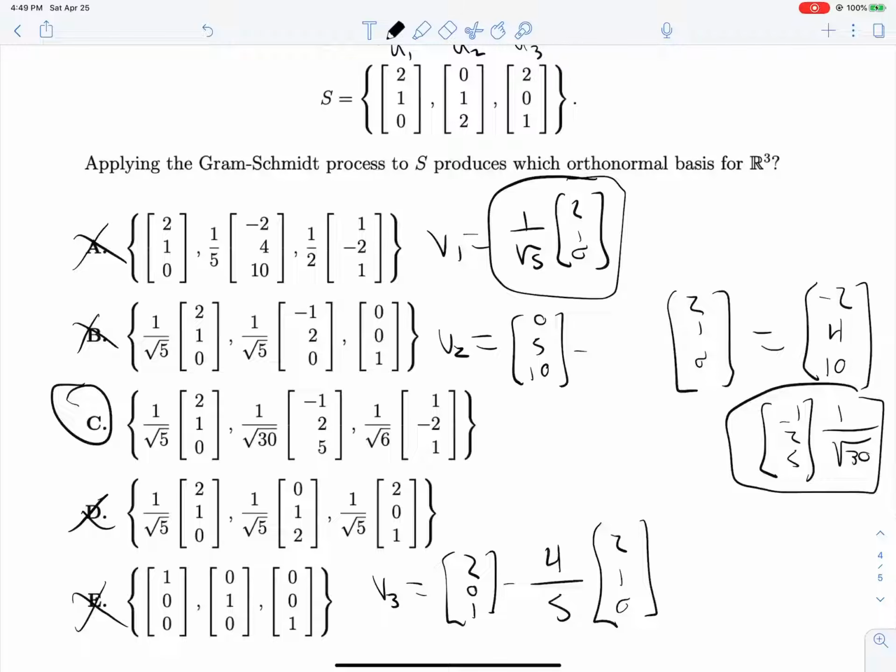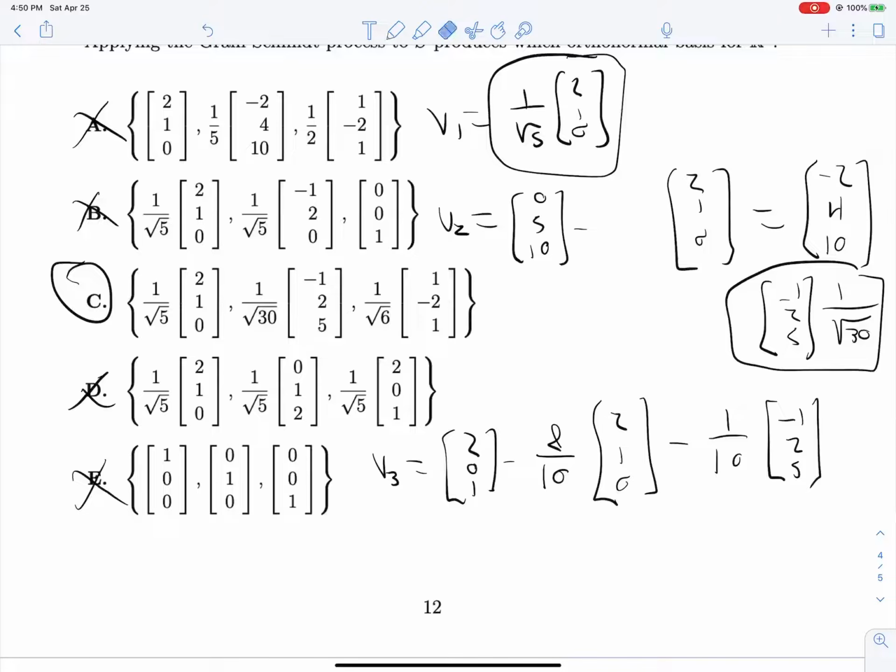And then the dot product of 2, 0, 1 with -1, 2, 5 is -2 plus 5. So we're subtracting 3 over 30. Look at that. That's 1 over 10. Let's make this 8 over 10. We're multiplying this by -1, 2, 5. Okay, let's multiply all of our vectors by 10. We get 20 here, 10 here, 16, 8, 0 here, and that there.